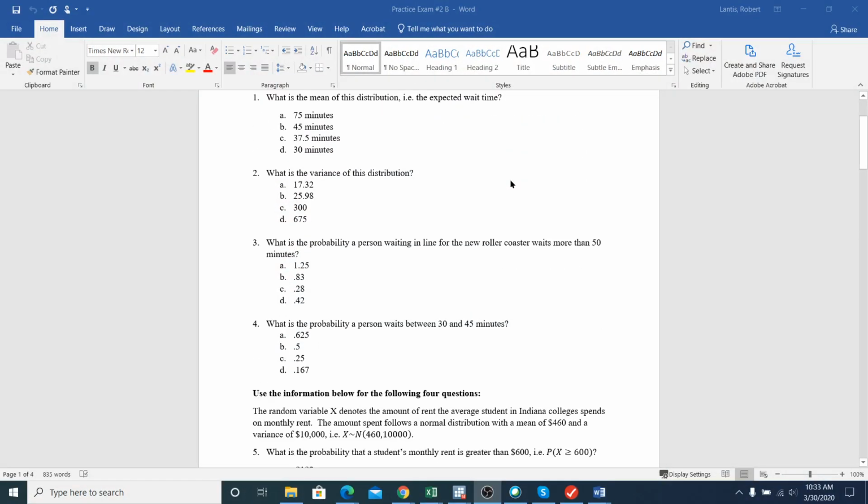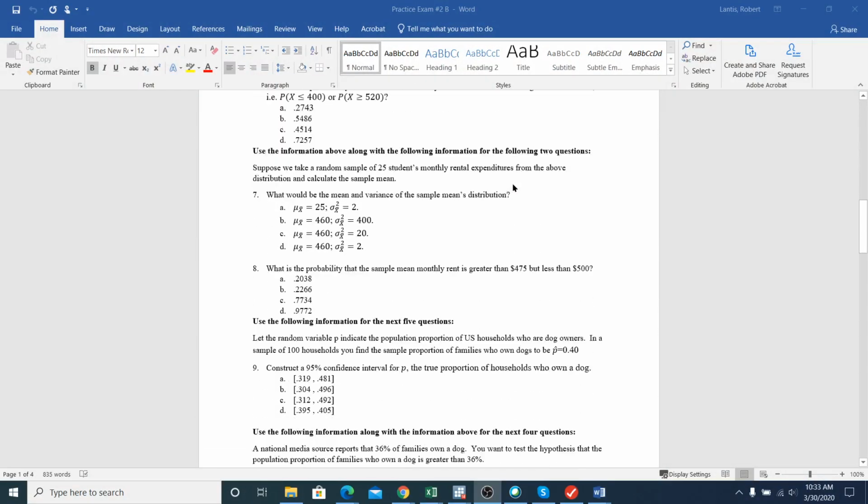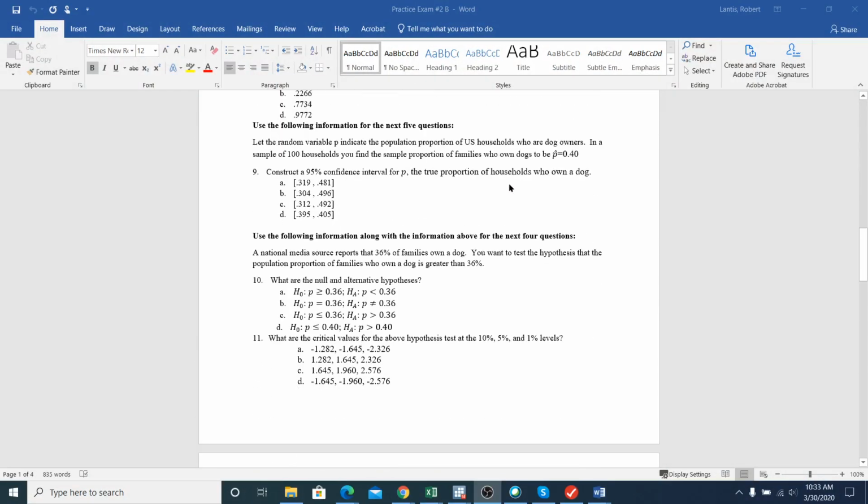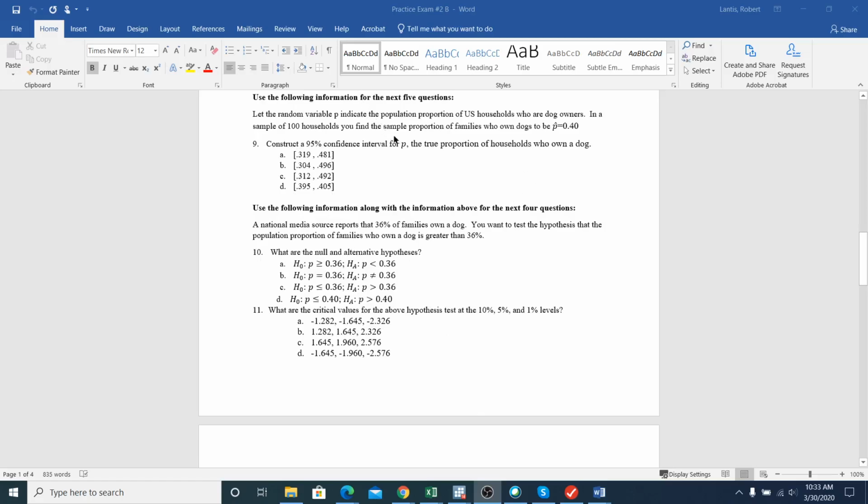So let's go down here and let's start with number 9. Okay. We'll do some hypothesis testing, and hopefully this helps a little bit going over some more questions.